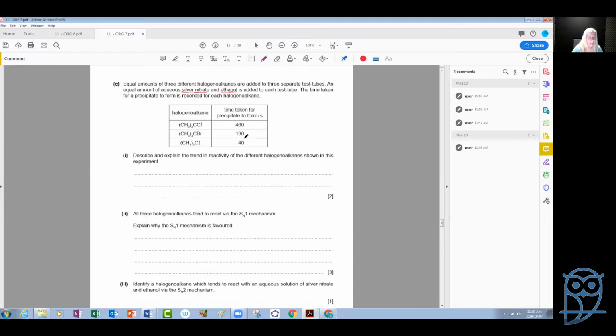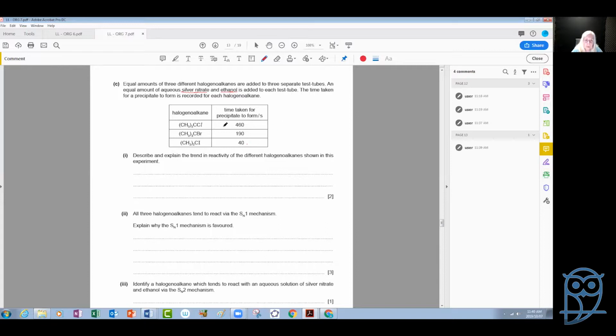Okay. Now, describe and explain the trend in reactivity of the different halogenoalkanes shown in this experiment. If we look at this column, the time for the precipitate to form gives us quite important information. The top one takes a very long time to form, 460 seconds. Then the next one takes 190 seconds, and the last one takes only 40 seconds, which appears very fast.